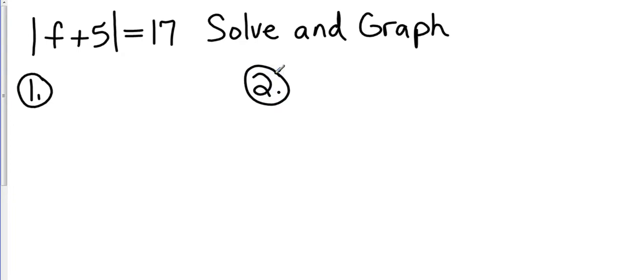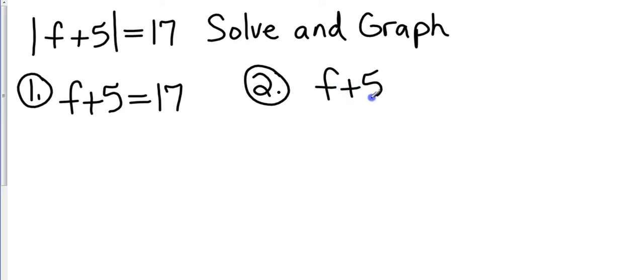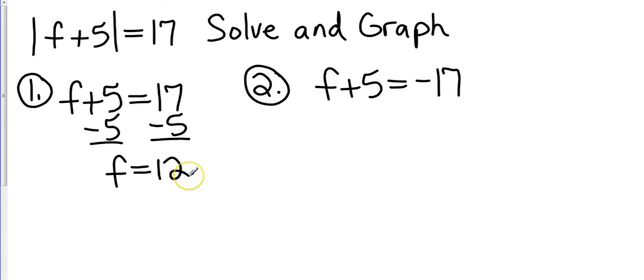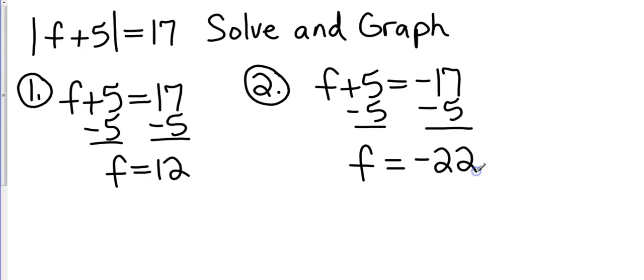We're going to eliminate our absolute value brackets, and we're going to say that whatever's in that f plus 5 has to equal 17. But we also know that our f plus 5 could equal negative 17. So basically you're going to take the same equation, but just change the sign of the 17. We did this last week. Let's subtract 5 from both sides. That's going to give us f equals 12. Then we subtract 5 from both sides here, and that's going to give us f equals negative 22.